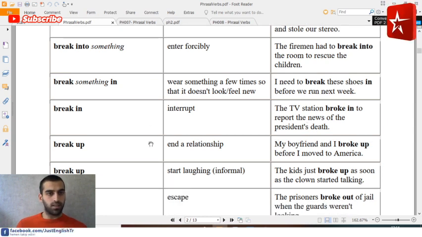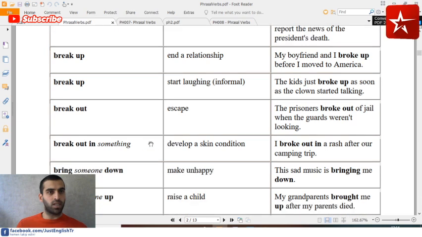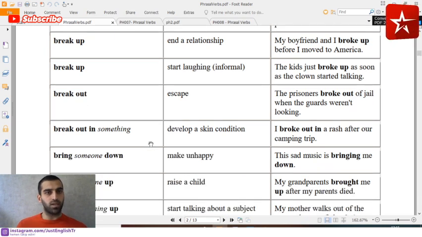Okay, and let's continue with break up. Break up has two different meanings. The first meaning is to end a relationship, like stop the relationship with someone. And the second one means start laughing. This one is used in informal English, in colloquial language.